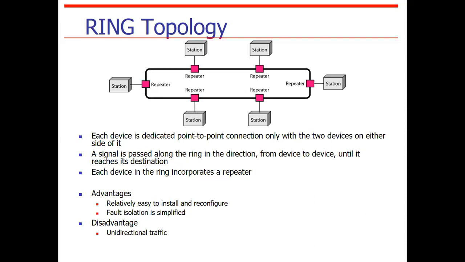This one has unidirectional traffic. This is the main point: it is unidirectional. Data is transmitted to the nearby station, then to the next nearby stations. That is called unidirectional traffic.